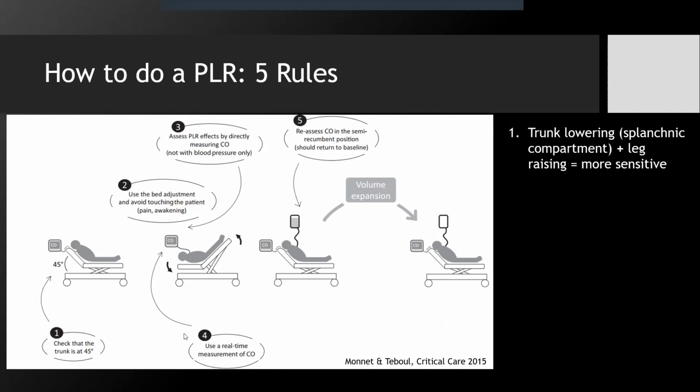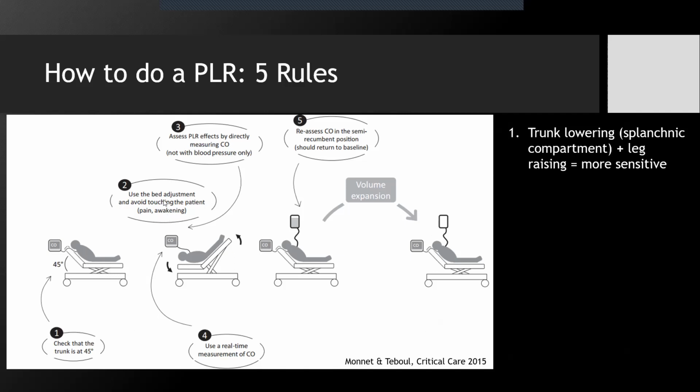The reason for that is that there's a thought that not only are you redistributing some of the lower extremity venous volume, but there's also some blood in the splanchnic circulation. If you start off a little bit upright and then do a passive leg raise, you're going to be recruiting that fluid as well, and it makes the passive leg raise more sensitive. There have been studies, I believe, that have shown that. I don't think it's just in theory. So you want your patient on the bed sitting at 45 degrees, almost like many of our patients already are.